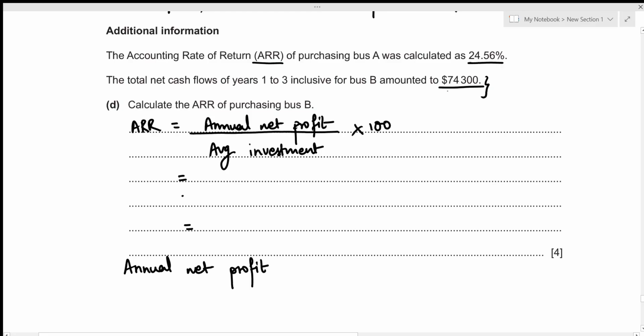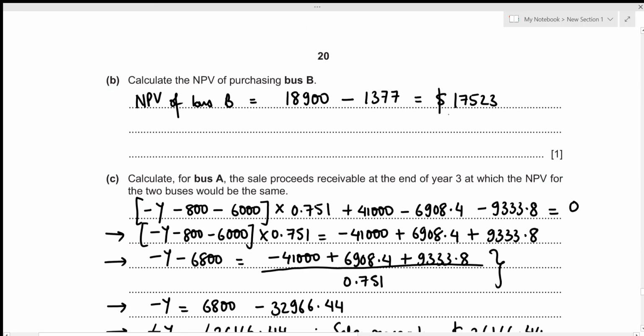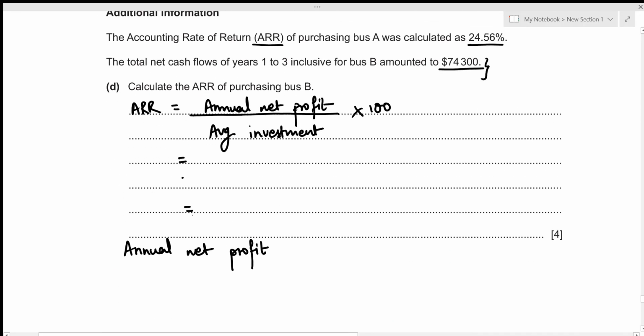Let's have a look at our initial investment. For bus B, that was 45,000. So we need to subtract this amount. Let's do that. All right, so that's just going to be 74,300 minus the initial investment of 45,000, and we also need to divide this among the 3 years because we require our annual net profit. So we're just going to divide it by 3.